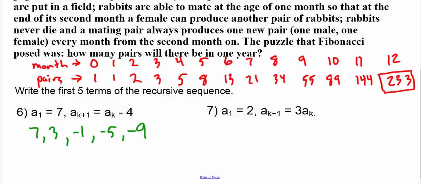Okay, here's another example of a recursive. Again, the first number is given to us, it's 2, and this tells us to take the previous term, which would be 2 in this case, and multiply by 3. So essentially all I'm doing here is just taking the term that I have, and I'm going to multiply by 3, and my fifth term would be 162. There's the first 5.